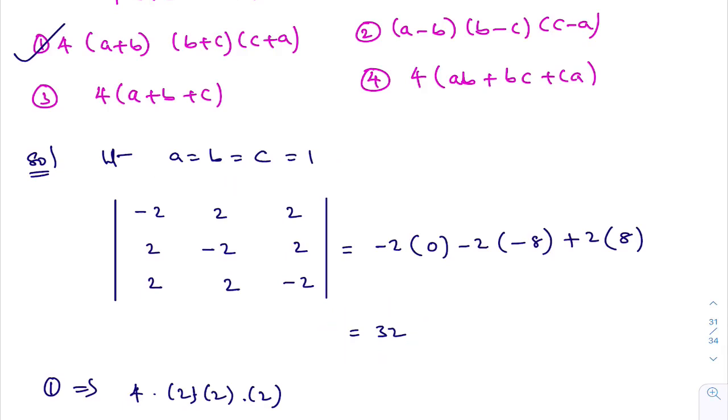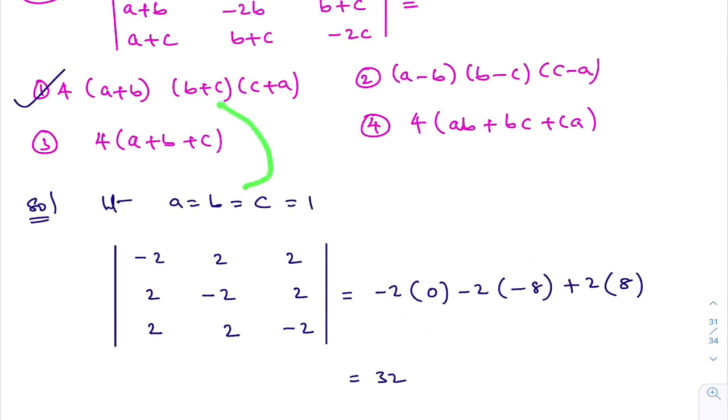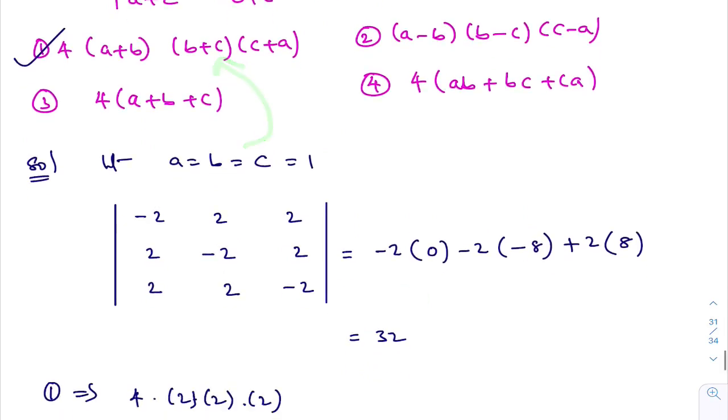Now what I'll do, in these 4 options, I'll put a 1, b 1, c 1. Which option will give you 32? That is the right option. Put a value 1, b value 1, c value 1 in this. What will you get? You will get 4 into 2 into 2 into 2. Try to understand. a plus b is 2, b plus c is 2, c plus a is 2. 4 into 2, 8, 8 2s are 16, 16 2s are 32. I hope you are understanding.